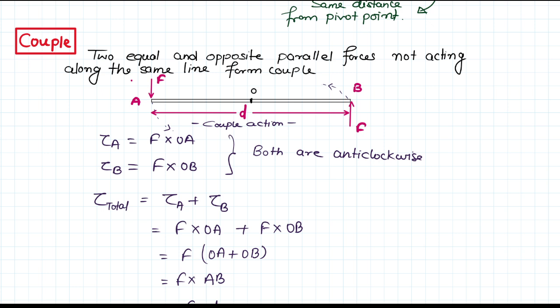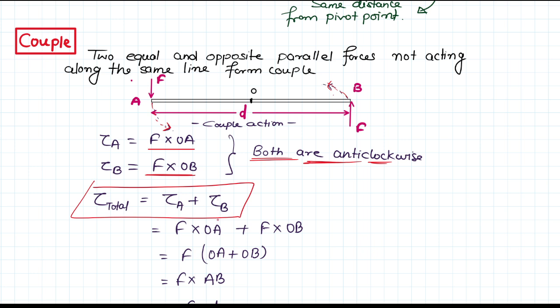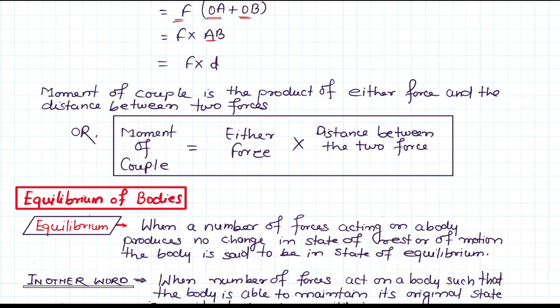So torque A, here I can say, equals F into OA, and torque B equals F into OB. Here this will create anti-clockwise movement, and here also this will create anti-clockwise direction. So both are creating anti-clockwise movement. Total torque equals torque A plus torque B, so F into OA plus F into OB. Now we take F as common. So OA plus OB is equal to AB, right? So F into (OA plus OB) is F into AB.